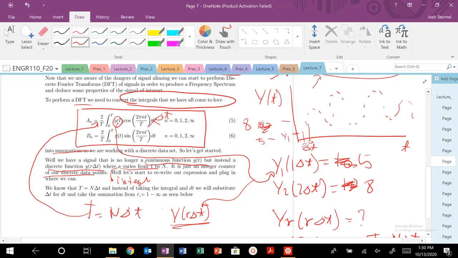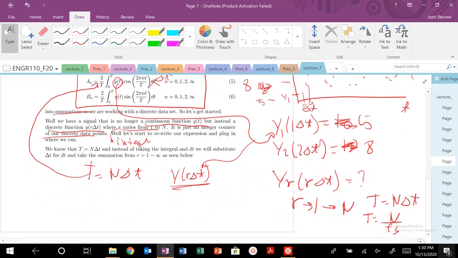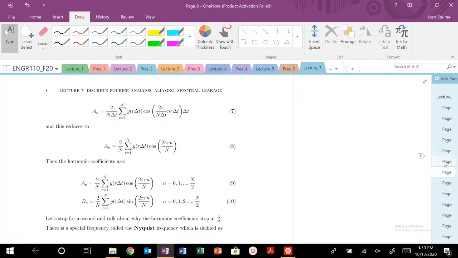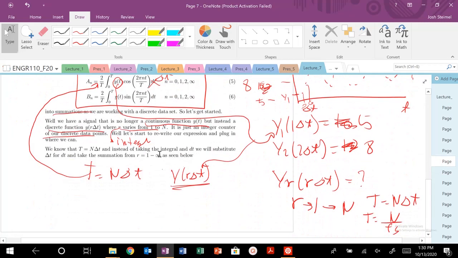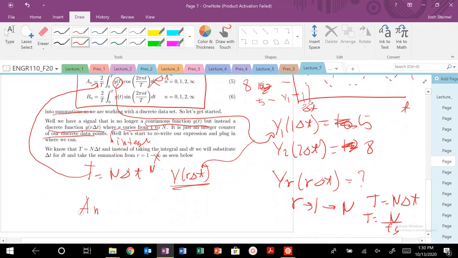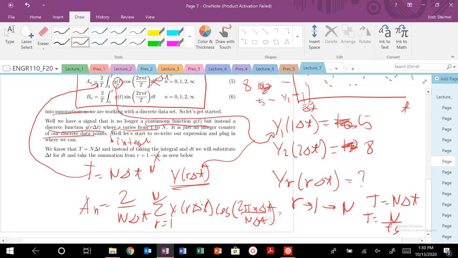And the summation, as we can see here, we're going to sum not from r to infinity, but from r to n. Actually, that's a typo right there. So unless we have an infinite number of data sets, that would be nice, we are going to go from r from 1 to n, as seen below. So let's just plug in 2 over n delta t, summation from r equals 1 to n, y of r delta t times cosine of 2 pi n r delta t over n delta t, times delta t.